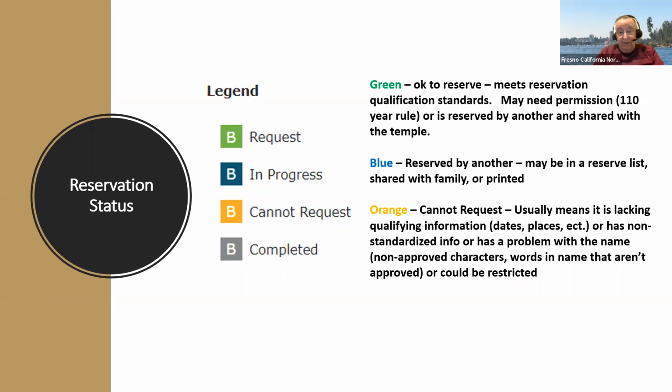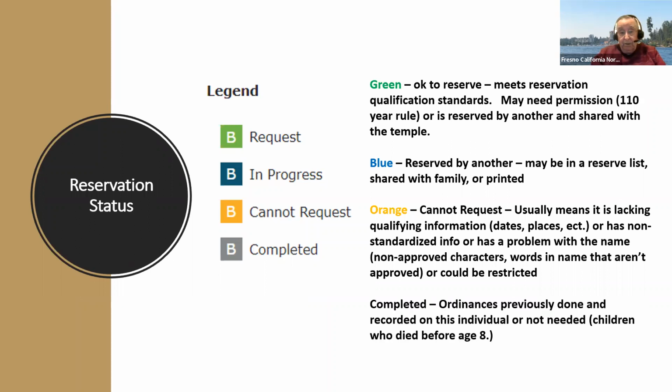Orange, basically they say it means cannot request. Generally, that means it's lacking some kind of qualifying information. The dates, the places, and things like that maybe are non-standard or missing. And there's some kind of a problem maybe with the name, with say characters that aren't approved to be in there, or words being used as part of a name like child that the system doesn't accept. And sometimes there are records that are actually restricted. You can't do the ordinance because there's a restriction on that particular ordinance.